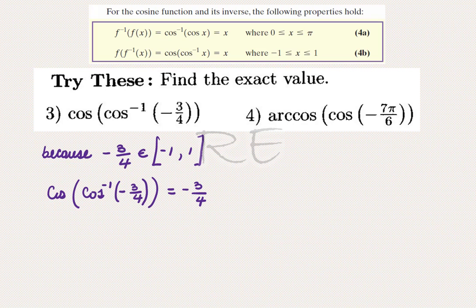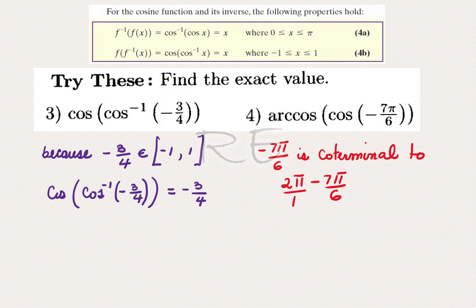Now remember, for cosine to have an inverse, we must work in the interval 0 to pi. Therefore, -7 pi over 6 must be expressed as a positive angle to see if it falls within 0 to pi. -7 pi over 6 is coterminal to... we add 2 pi to -7 pi over 6. We get 12 pi over 6 minus 7 pi over 6, which is 5 pi over 6.